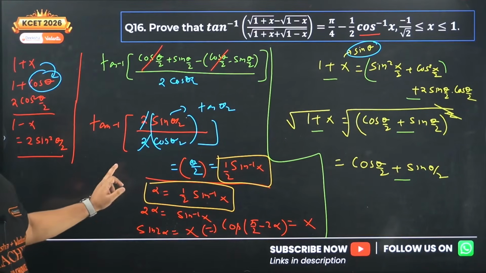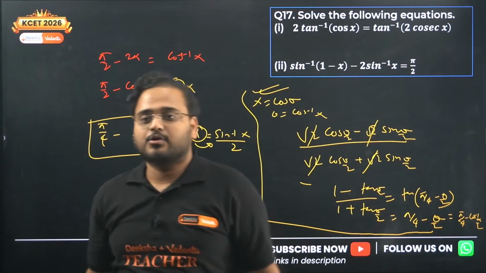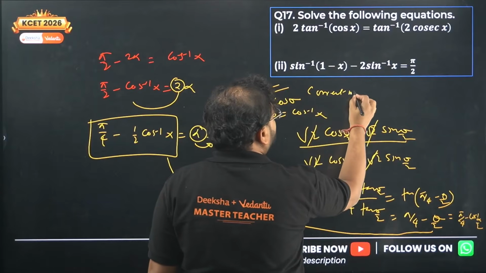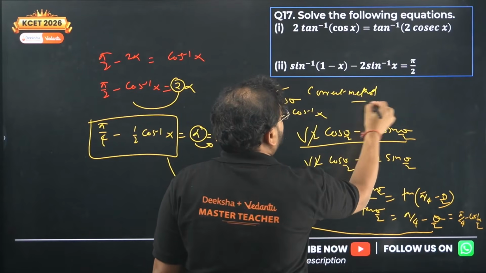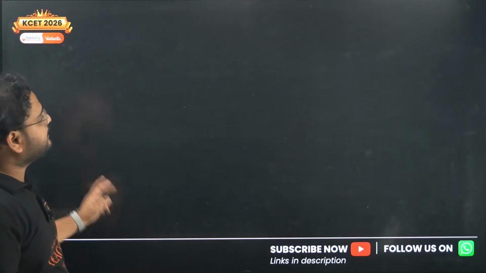Okay, 16th is a good question. I used the wrong method, but it is a very easy question. So use the right method. This is the correct method. Okay, now question number 17, let me solve it.